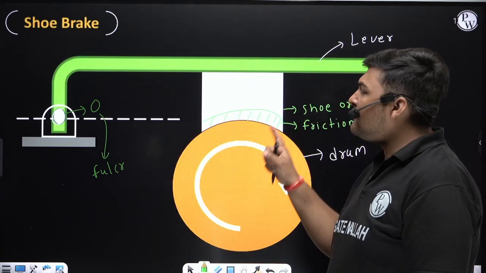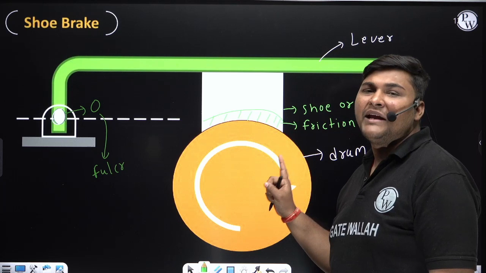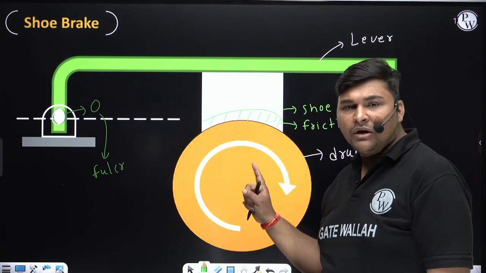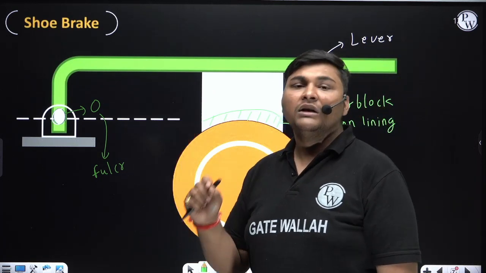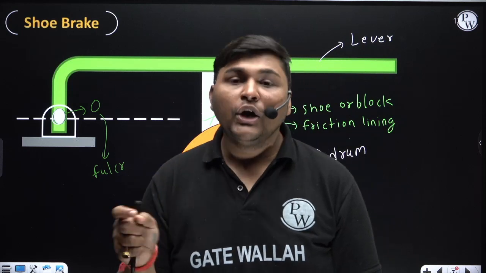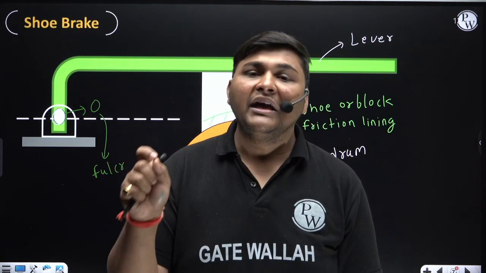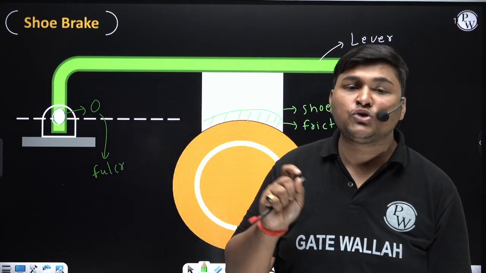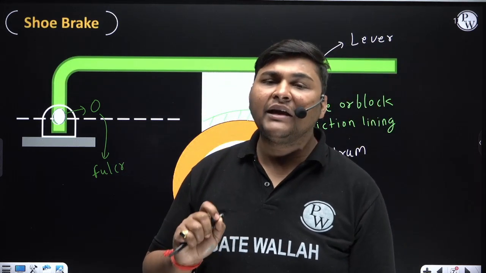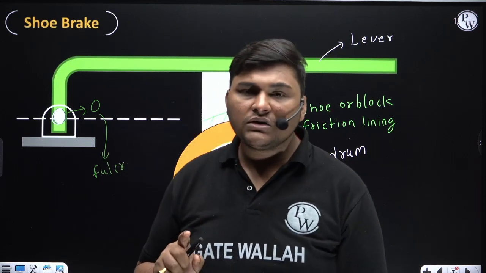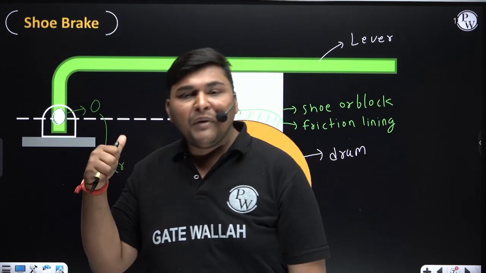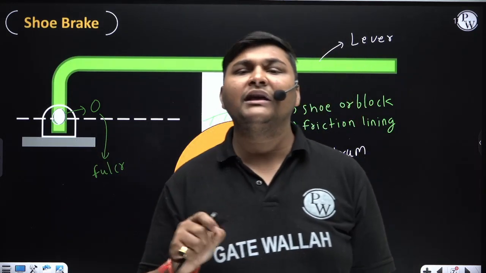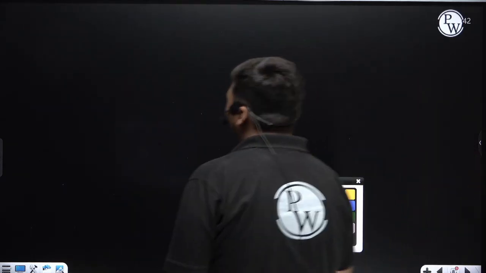Now our objective is to apply braking action or apply brake on this drum. To apply brake on this drum, we will apply a force on this lever. The force which we are applying on the lever to get braking action in the drum is known as braking effort or actuating force. Suppose I am denoting braking effort or actuating force as capital P.